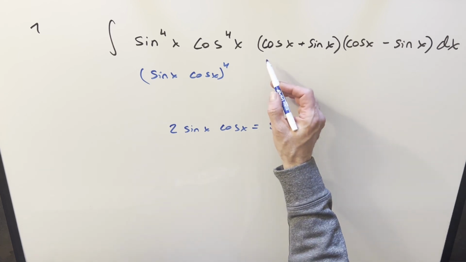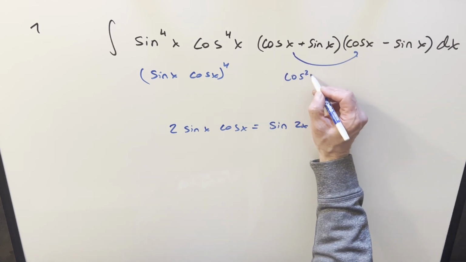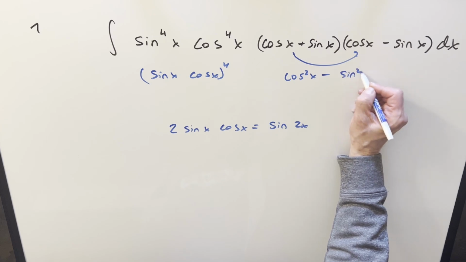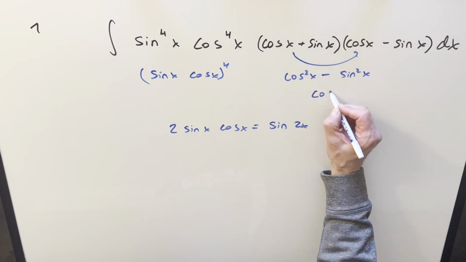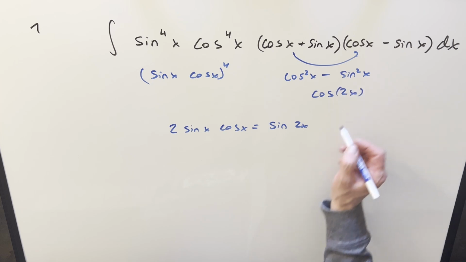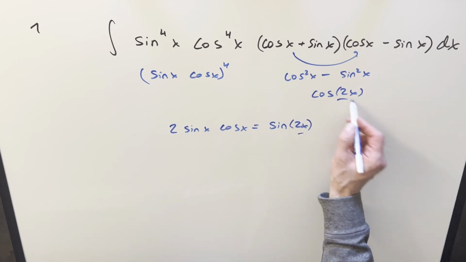And then bringing this over here, if we just multiply this out, what we get is cosine squared x minus sine squared x. This is the double angle formula for cosine, so this is actually going to give us cosine 2x. The nice thing about that is we can get everything in terms of the double angle 2x.